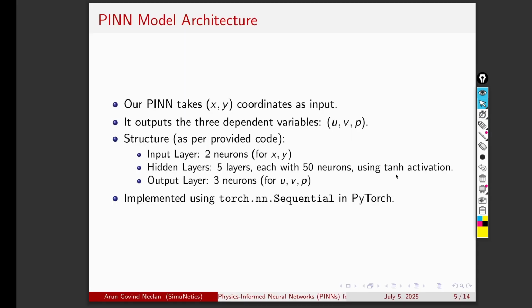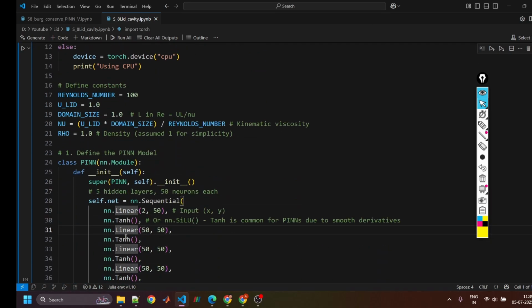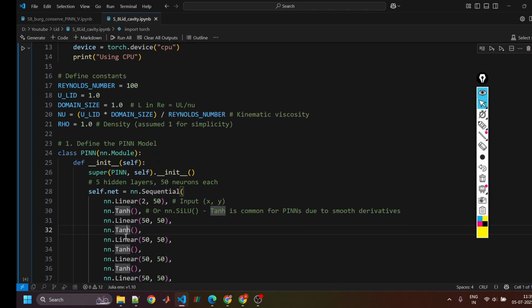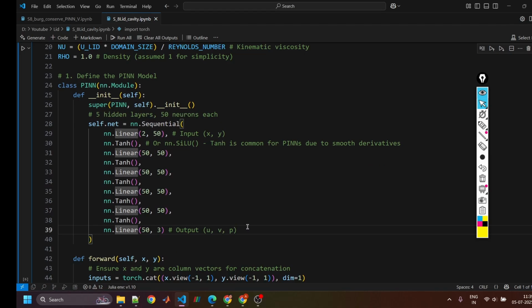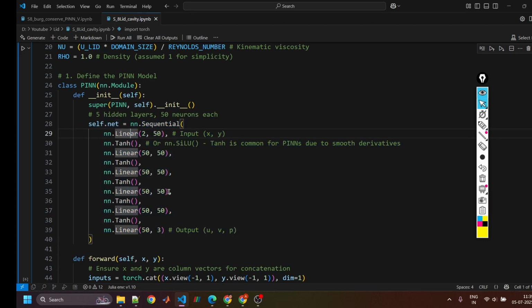So we shall get into the code. This is very straightforward like the other problems. I'm not going very deep into that because in other problems we have seen most of the steps. There will be a small difference that I will explain. Here we will be giving the Reynolds number and U lid as inputs. The domain size is 1 unit. This is a steady state problem, so we are not considering the effect of time. This is the neural network configuration that we have used. It has two inputs, X and Y, and it will give three outputs, U, V and P.